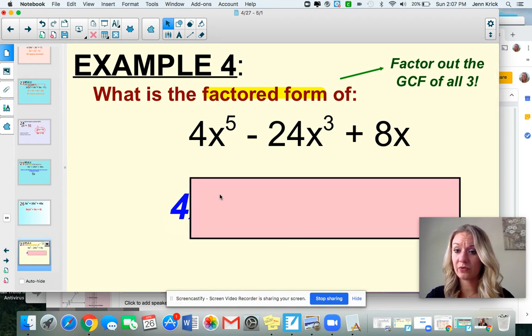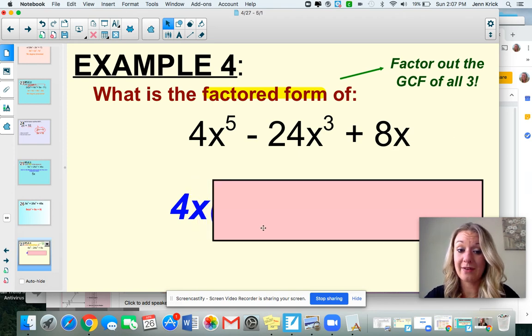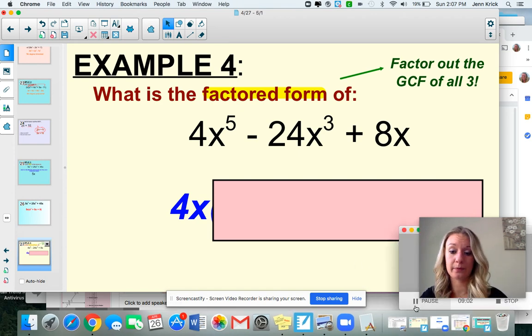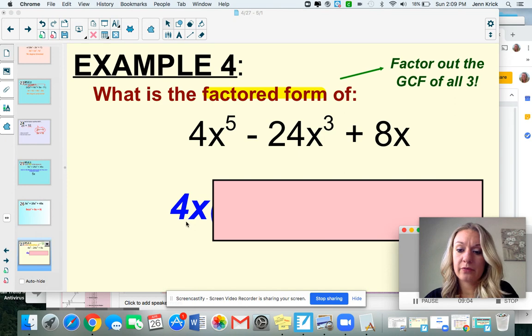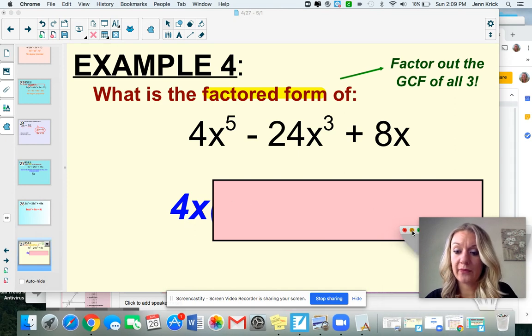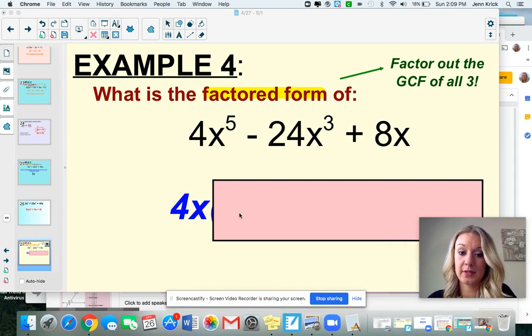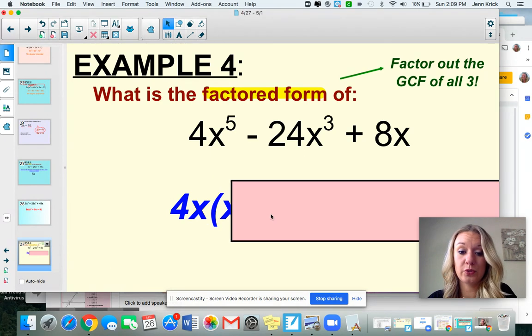And then ask yourself, what's the greatest number of x's that I can remove from each term to get my GCF here? I know that it has to be 1, because you can't pull out more than 1x from 8x here. So GCF, 4x. Now, figure out what you need to get to each term up here. So I've got 4x and then x to the fifth. So I know to get from 4x to 4x to the fifth power, I need 4 more x's. So it'll just be times x to the fourth.